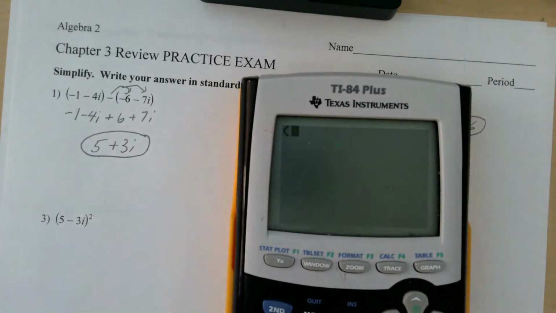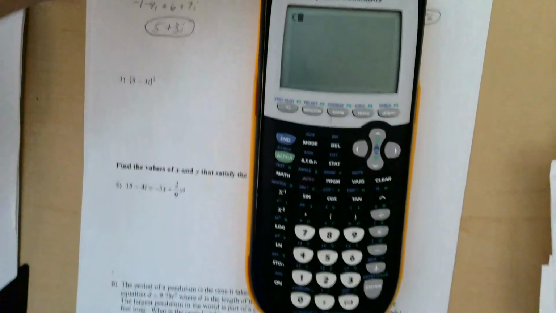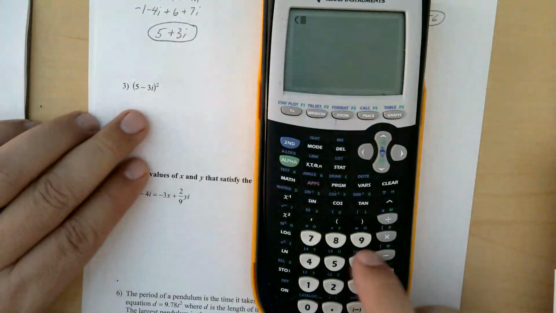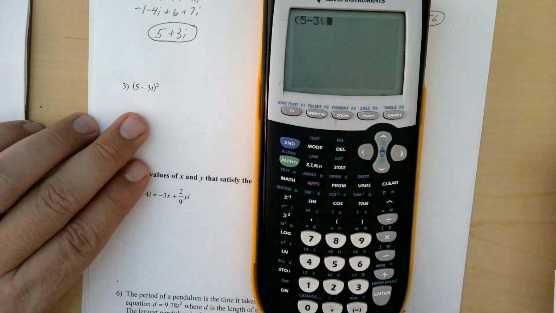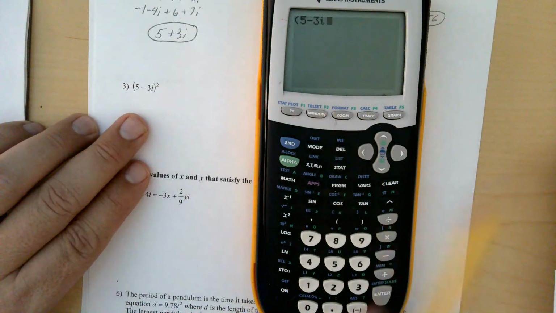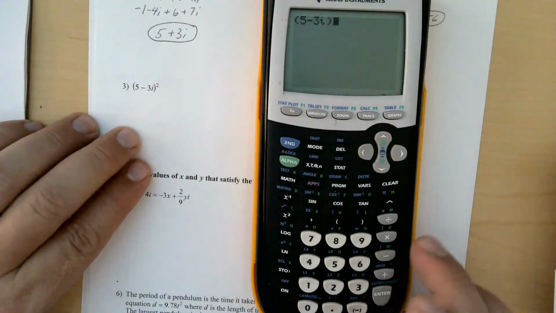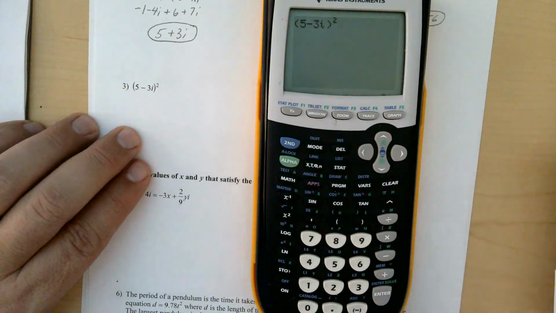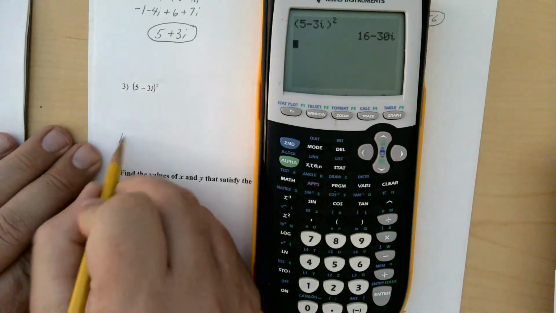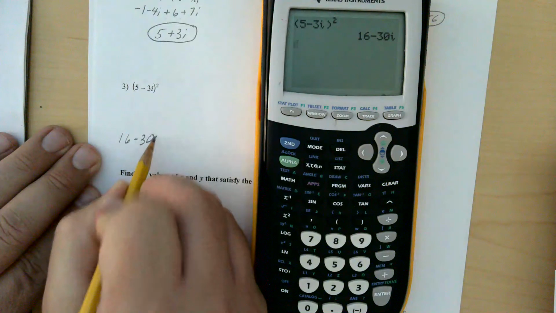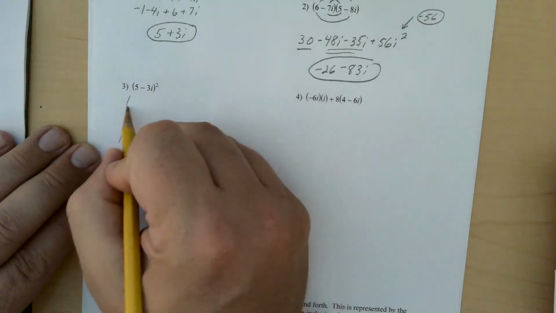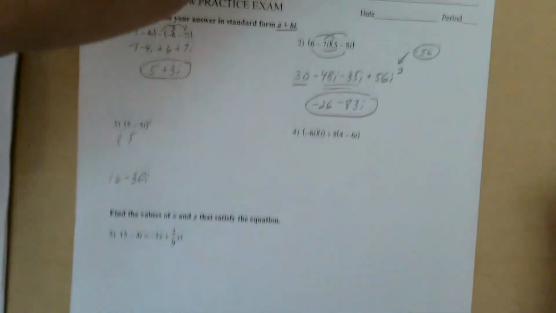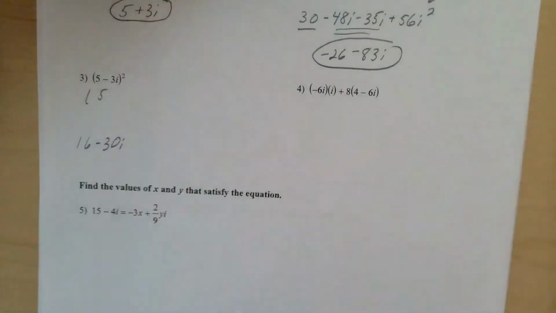Let's zoom out on this so you can see the actual entire calculator like that. I have a 5 minus 3, second period is where you get your i, close the parentheses and square it. And you can trust the calculator. It's going to be a 16 minus 30i. Okay. Now I'll show where that comes from. Let's zoom back in on this.